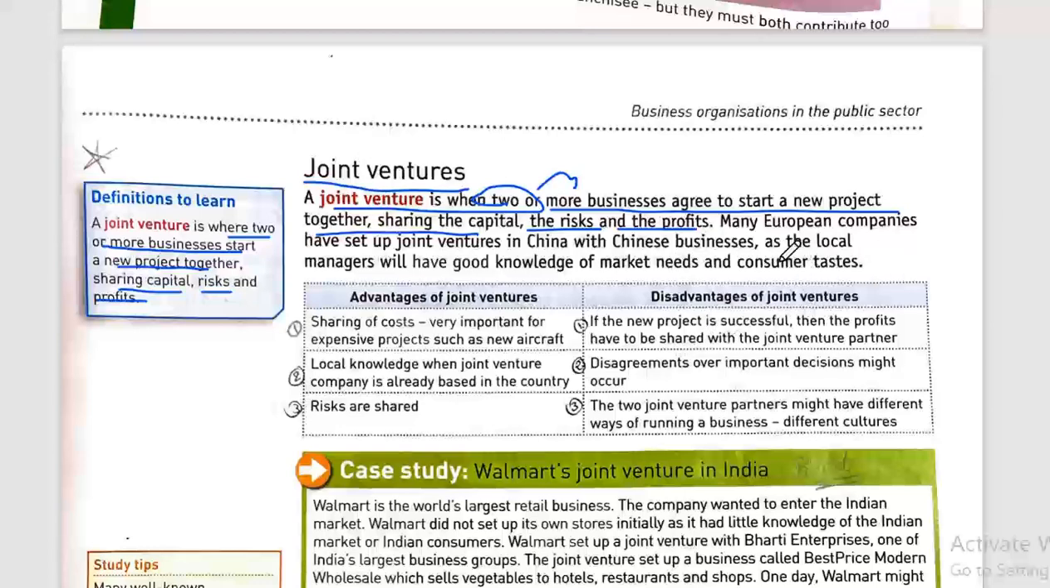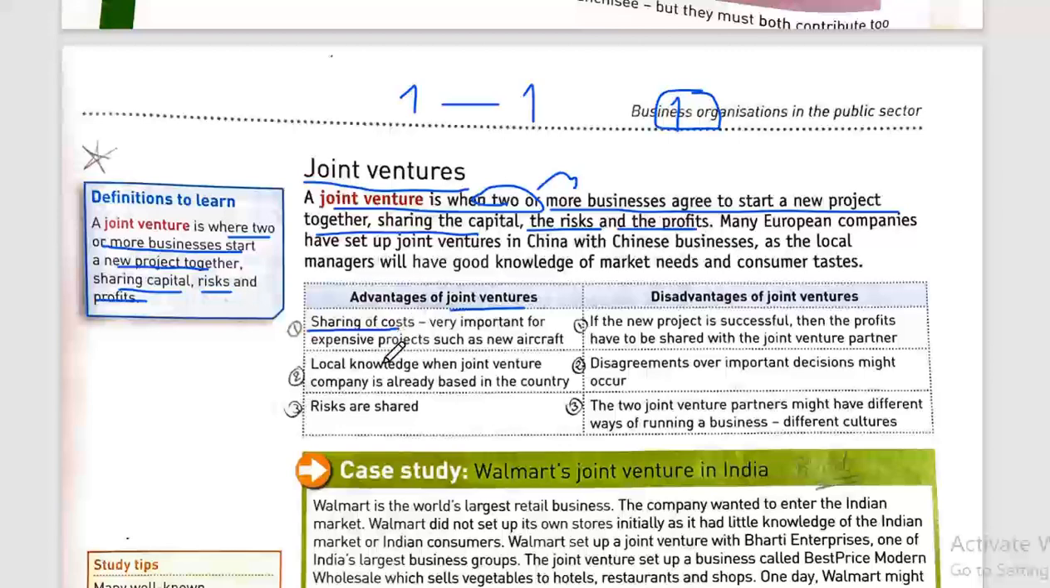Many European companies have set up a joint venture with Chinese businesses, as the local manager will have good knowledge of market needs and consumers' taste. So we're not working as individual businesses. No, we are joining together and we're one business. This is a joint venture. So the advantages of a joint venture are the part of sharing.